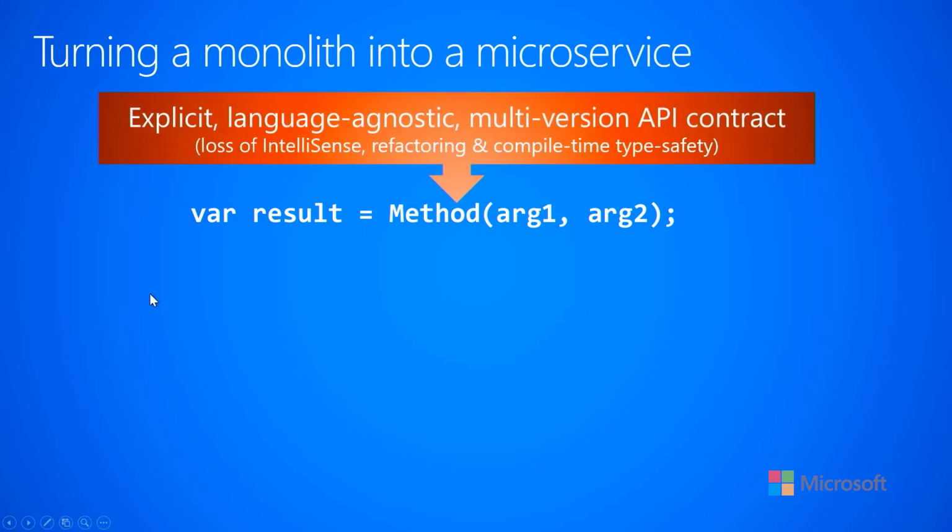In order to do that, you're going to have to turn this method into a web service. And remember, you want your web services to potentially be in different programming languages, right? We may want to use Node on the client and .NET or Java on the server. So now you're going to talk over a network protocol, and you need to define an explicit, language agnostic, that is programming language agnostic, multi-version API contract.